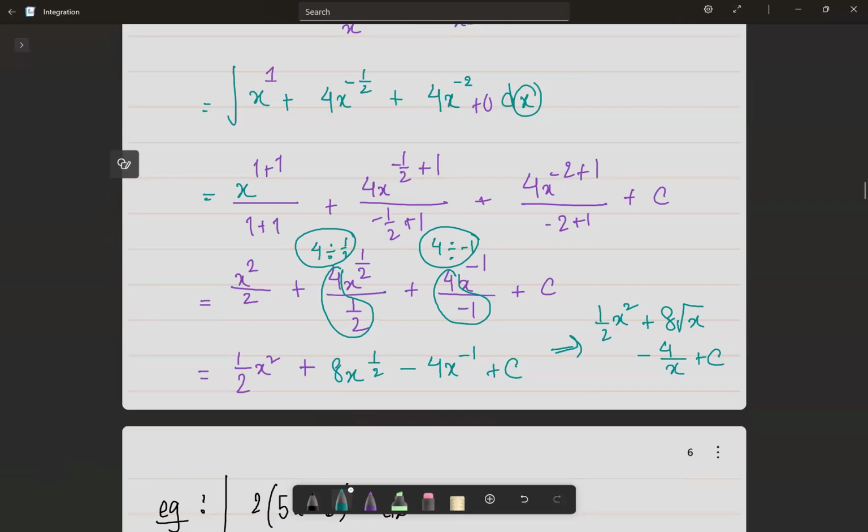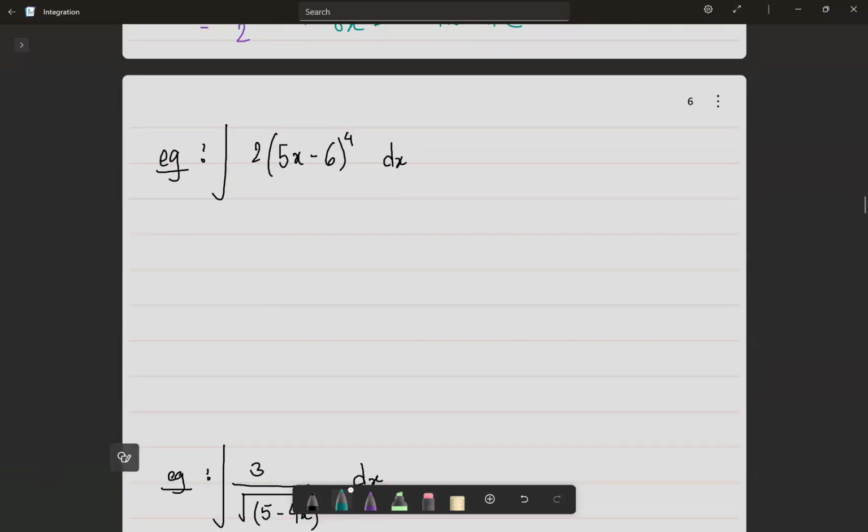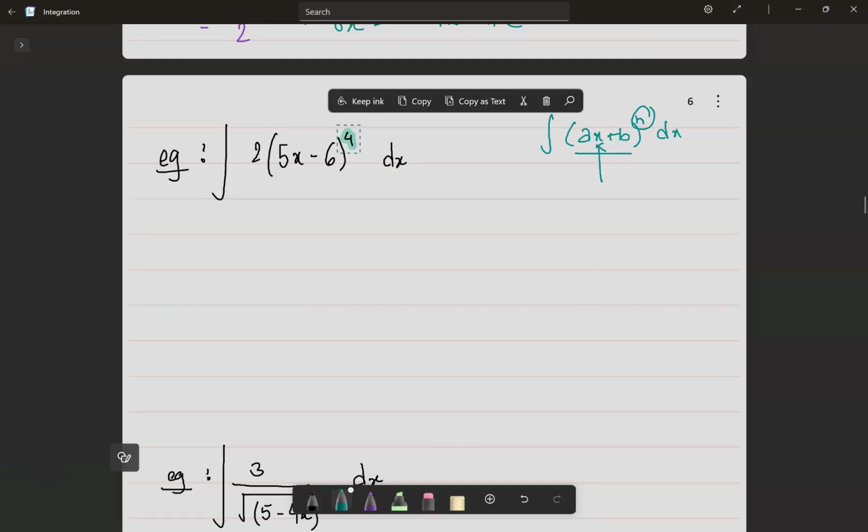Let's take a look at the next one. In this sum, what we have is integration of 2 and then 5x minus 6 to the power of 4. So this form that we have here resonates with the one where we had ax plus b to the power of n dx. You have an expression where over the whole expression there is a power, there is only one term with x, and the other term is constant.